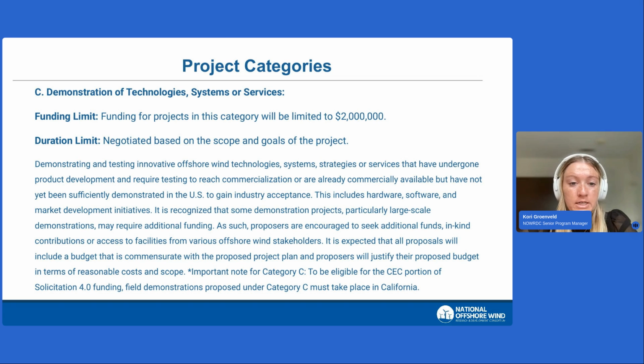It's also recognized that demonstration projects, particularly large-scale demonstrations, may require additional funding. As such, proposers are encouraged to seek additional funds, in-kind contributions, or access to facilities from various offshore wind stakeholders. The funding limit for this category is $2 million, and the duration would be negotiated based on the scope and goals of the project in coordination with NOWRDC program managers. Also, an important note for this category, to be eligible for the California Energy Commission portion of Solicitation 4.0 funding, field demonstrations proposed under Category C must take place in California.